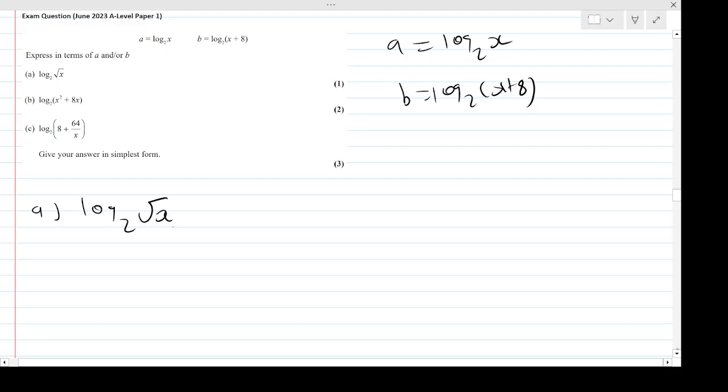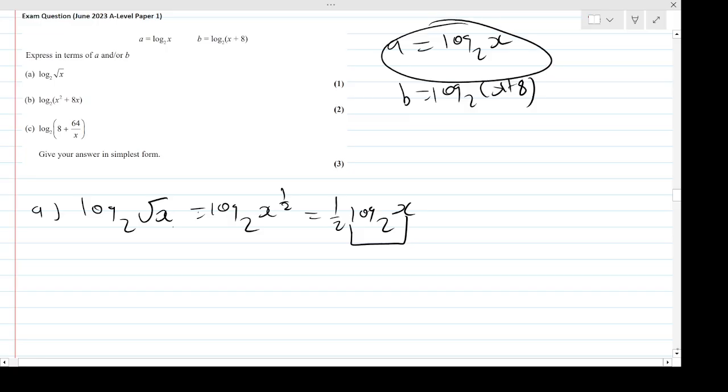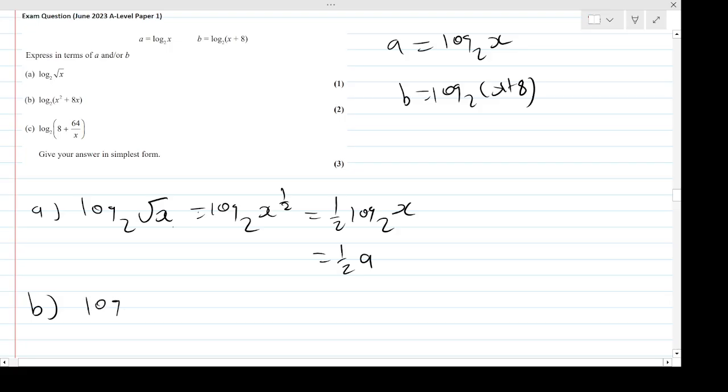Well, root x, again, there's no roots, but I can convert a root into a power by saying log base 2 of x to a half. Then I can bring the half to the front to then say a half log base 2 of x. Well, log base 2 of x is a, right? So that's a half a. And there we are. Part B, we need to say log base 2 of x squared add 8x.